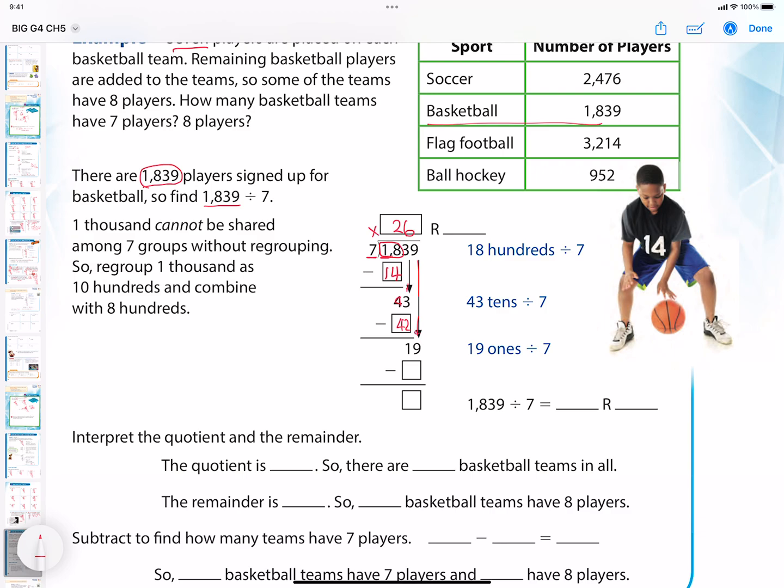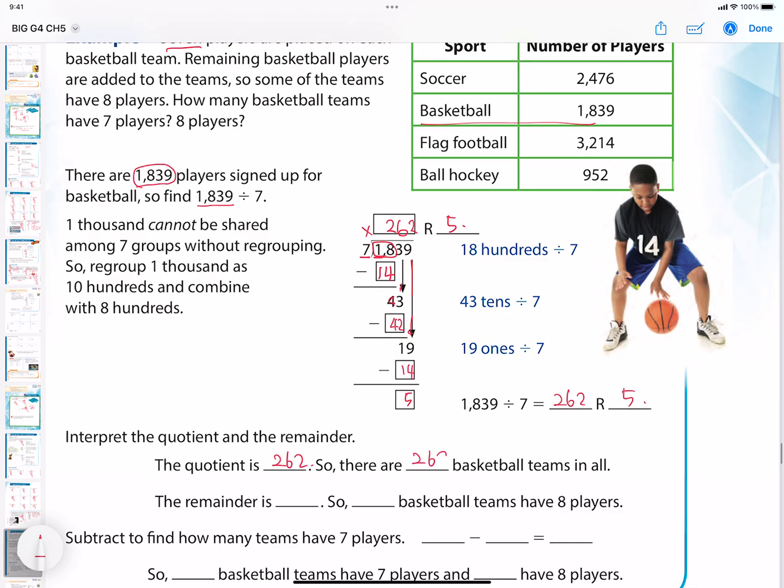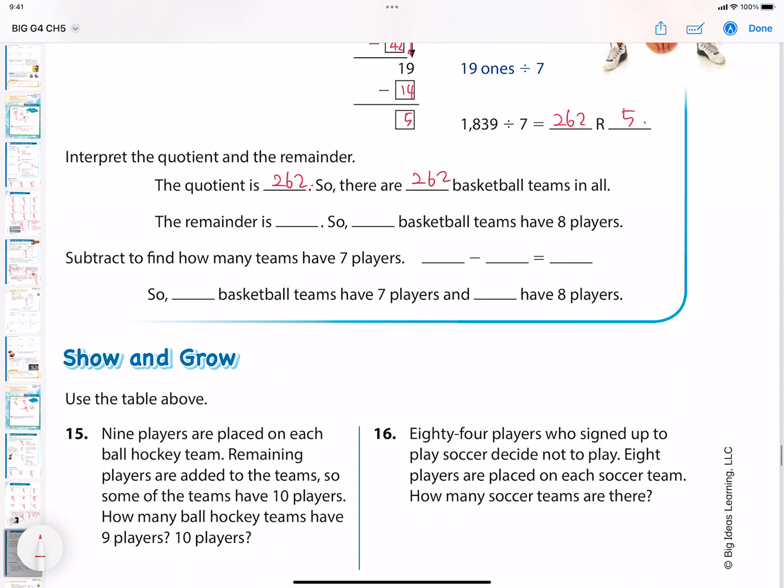And we know 7 times 2 is closest, since we know 7 times 3 is what? 21. So take away 5, okay? So 5 is what? Remainder. So 1,839 divided by 7 is what? 262, remainder 5. So interpret the quotient and the remainder. The quotient is 262. So there are 262 basketball teams in all, and the remainder is what? 5. So 5 basketball teams have 8 players.